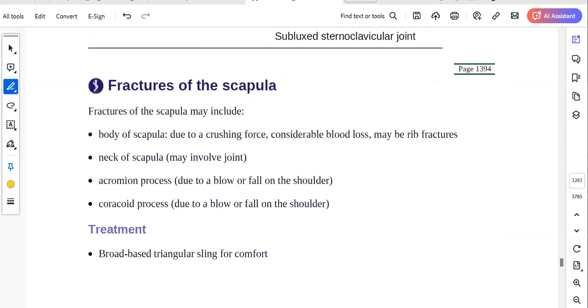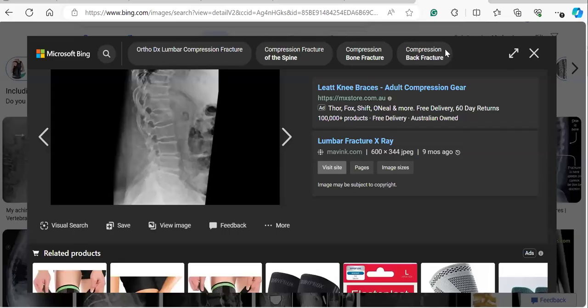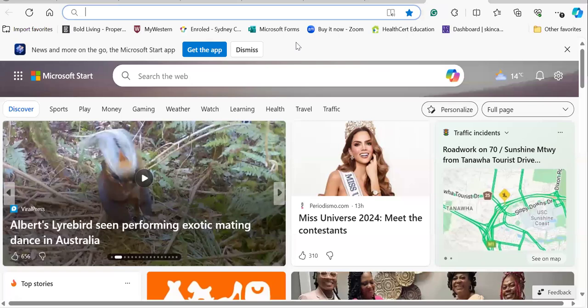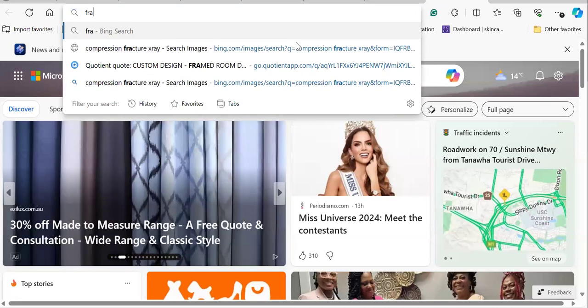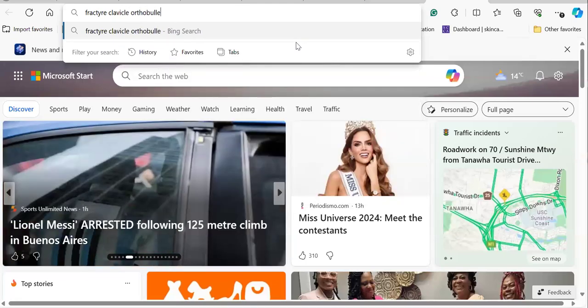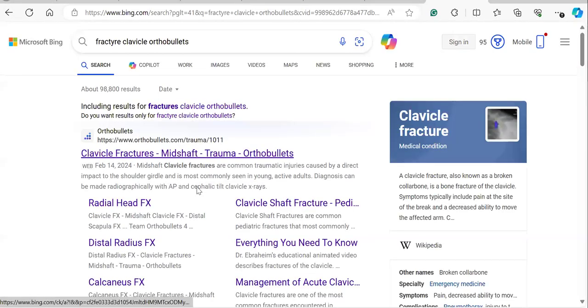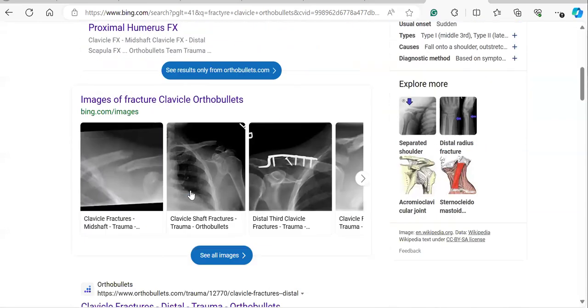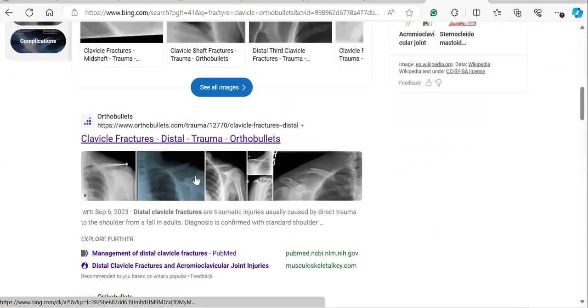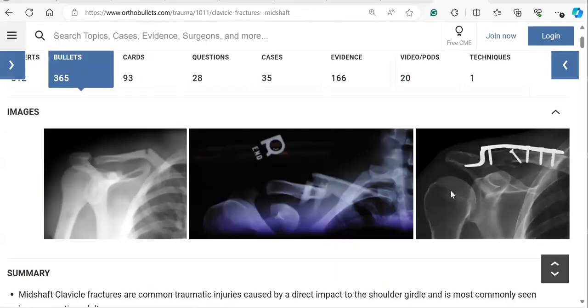Now, for fracture clavicle, you need to go through a little bit more, so I will show you. For orthopedics, if you actually want to go through some things, then OrthoBullets will be the best one. So let's search fracture clavicle, OrthoBullets. In OrthoBullets, you will learn a lot of things. Here you can see distal clavicle fracture management and clavicle fracture mid shaft. Both of them are important for you to go through a little bit.